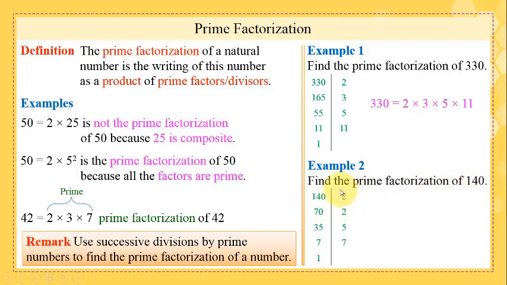Divide 140 by 2, which is a prime number. You will get 70 as a quotient. Divide 70 by 2 also. You will get 35 as a quotient. Divide 35 by 5, which is a prime number. You will get 7 as a quotient. Divide 7 by 7, which is a prime number. You will get 1 as a quotient. Then you write 140 equals 2 times 2 times 5 times 7, which is equal to 2 squared times 5 times 7. This is the prime factorization of 140. Don't forget that you have to divide by a prime number only.